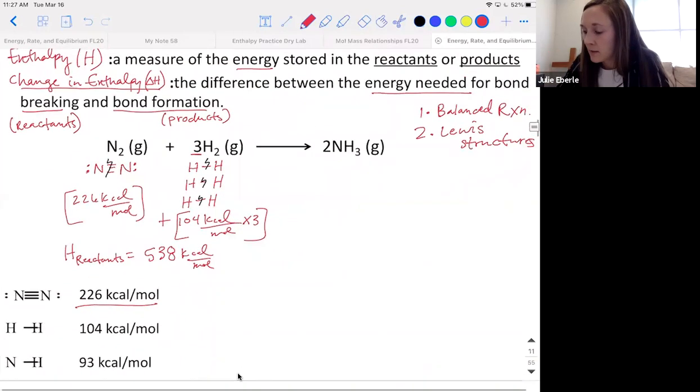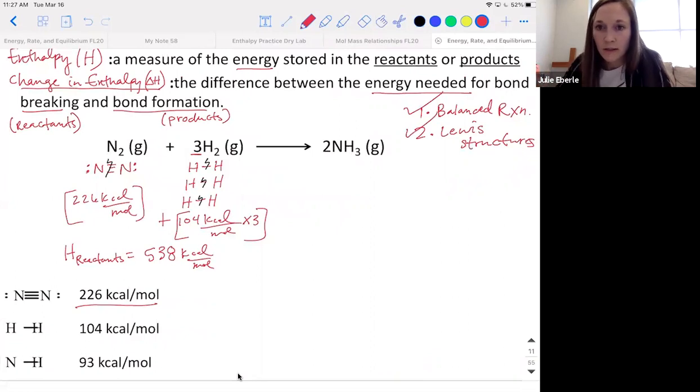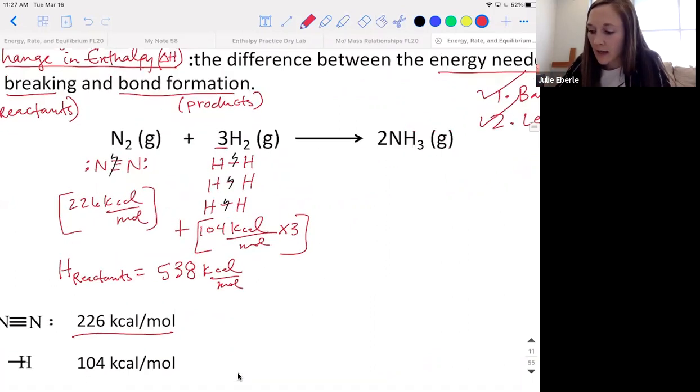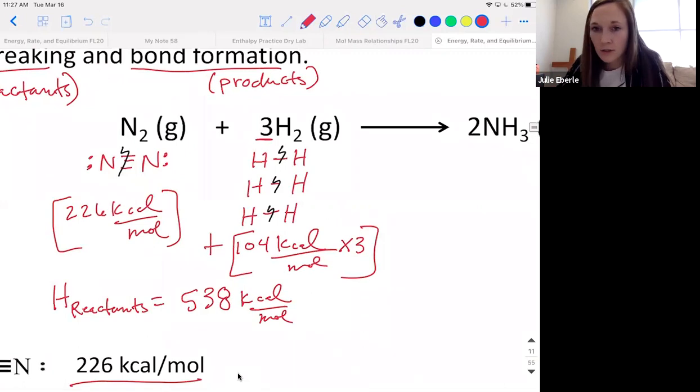First one, make sure you've got a balanced reaction. Step 2, I drew out Lewis structures. This is telling me what kind of bonds I have. I've got a nitrogen triple bond and three hydrogen single bonds. So I drew out 1, 2, all 3 hydrogen molecules. Why did I draw 3? Because from the balanced reaction, I have a coefficient of 3.